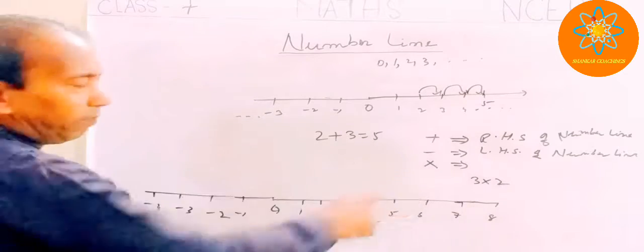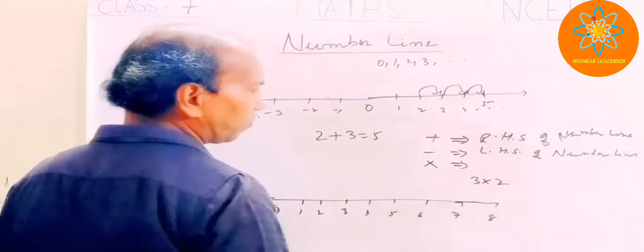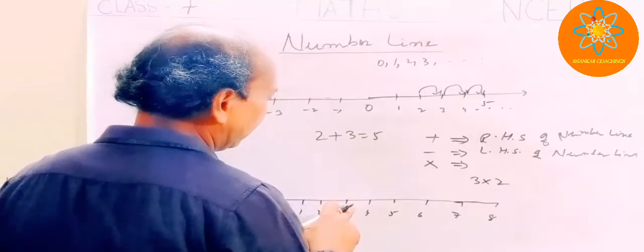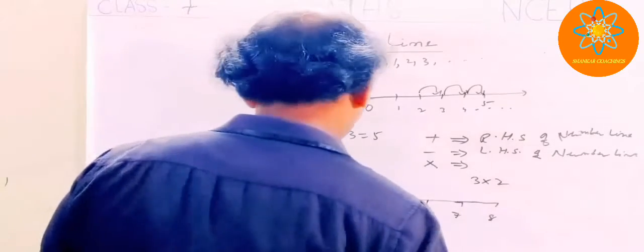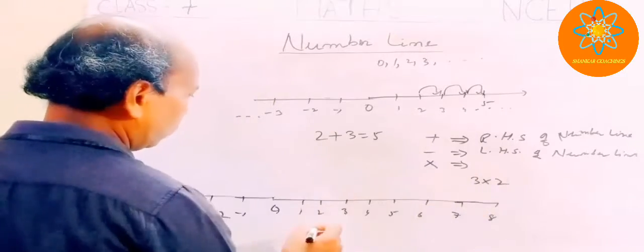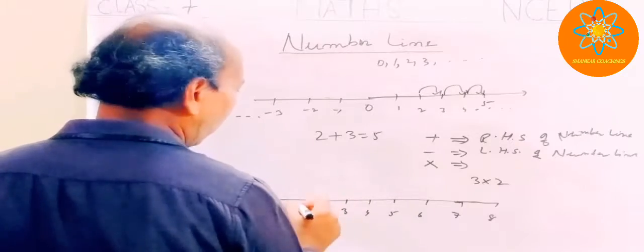So how will we find the value of 3 into 2? I can take it in this way also. 3 I will take first, and then we make the steps. How much? This is 3 into 2. So first of all, we will take the 3. This is 1 time.